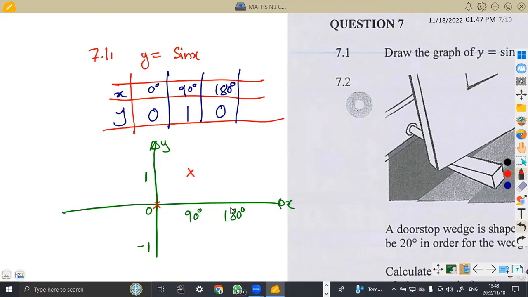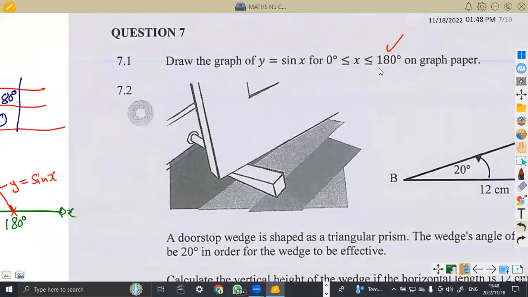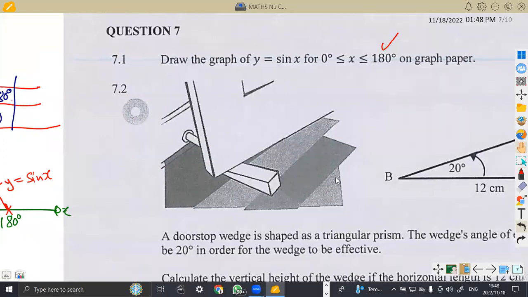After marking the points that you are given, you simply have to join those points. So the graph was going to be like this. It was not going to be a full one like the one that we are used to. So this is the graph of y equals sine x as it is drawn from 0 degrees to 180 degrees. So that was it.